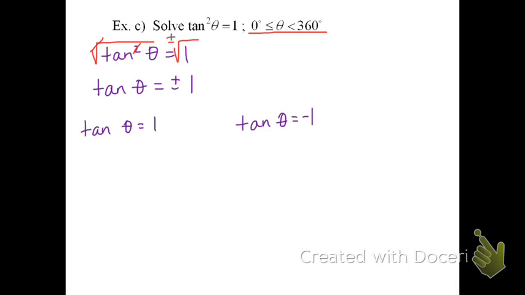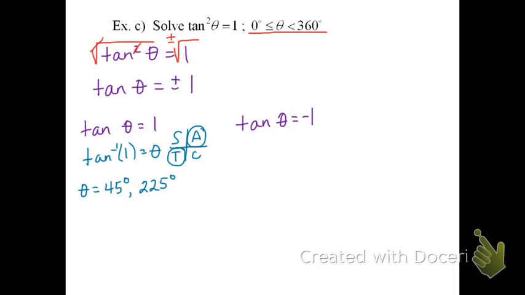Because we are going to take the tangent inverse of a positive ratio to isolate our theta, and we think about in one rotation where ratios for tangent are positive, we're going to get angles for this mini equation from quadrant 1 and quadrant 3. Now 1 is a friendly ratio, so really we shouldn't even need our calculator. The angle in quadrant 1 that has a tangent ratio of 1 is 45 degrees, and in quadrant 3 that's 225 degrees.